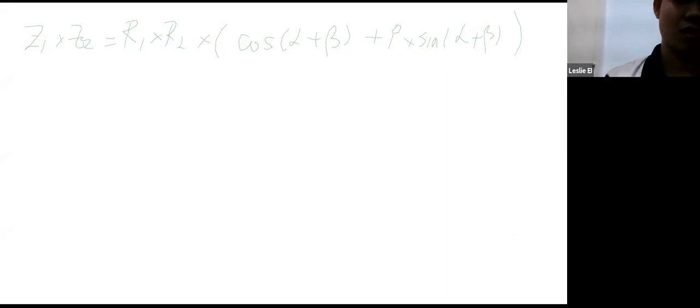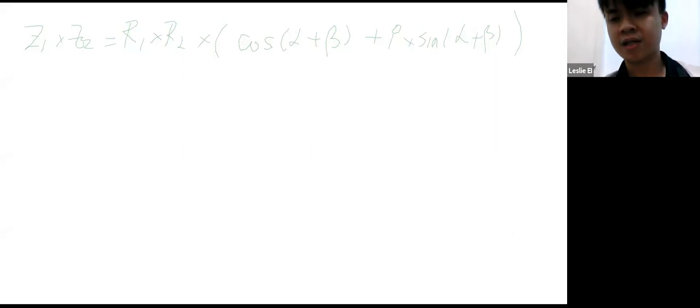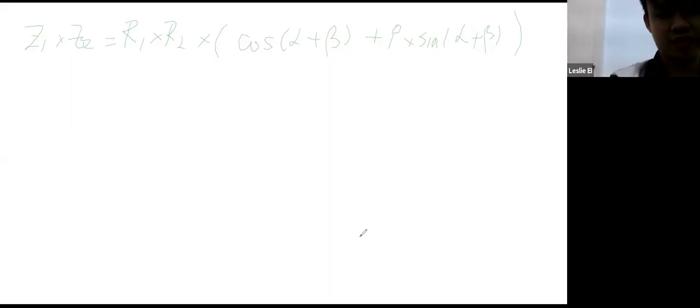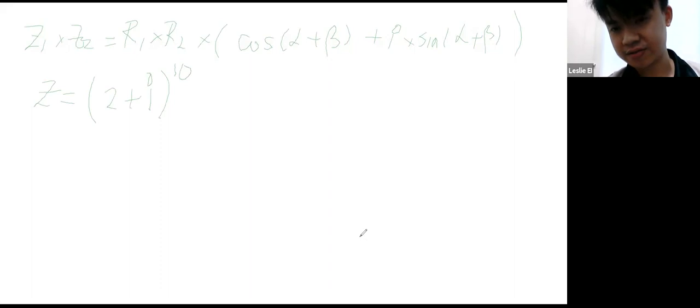Okay. No question. So what is the point? The point that I derived this long formula is I need to show you: if you multiply two complex numbers that you have changed to polar form, the result is as simple as multiplying the R and adding the angle. So back to the question. The question that you are going to solve is z equals 2 plus I to the power of 10. He asks you to solve that, right?